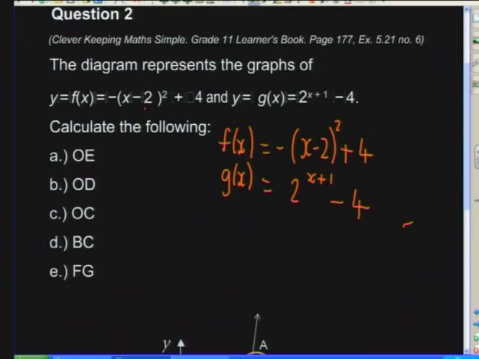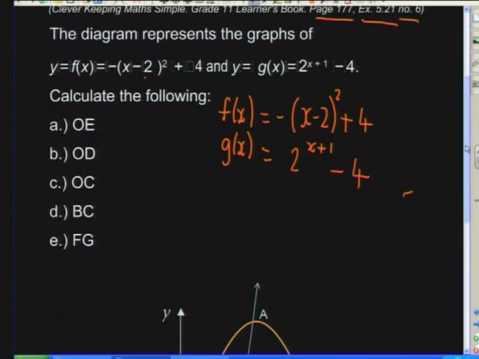Okay, so this comes from, once again, Keeping Maths Simple, and this is grade 11 learner's book, page 177, exercise 5.21, and we're looking at number 6. Okay. You might see a few blocks here. Just ignore those little blocks. They don't really affect your equations. Our equations on the diagram represents the graph of f of x is equal to minus x minus 2 squared plus 4, and g of x is equal to 2 to the power x plus 1 minus 4.